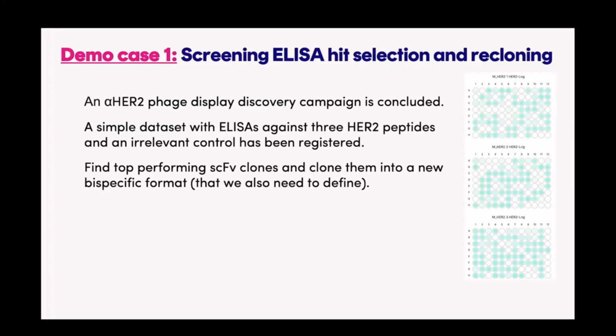So what I'm going to try to do now is to find a set of these single chains that have my desired binding properties, and I want to clone them into a new antibody format. So we're also going to define, let's say, a new bispecific antibody format and use those candidates in that format.